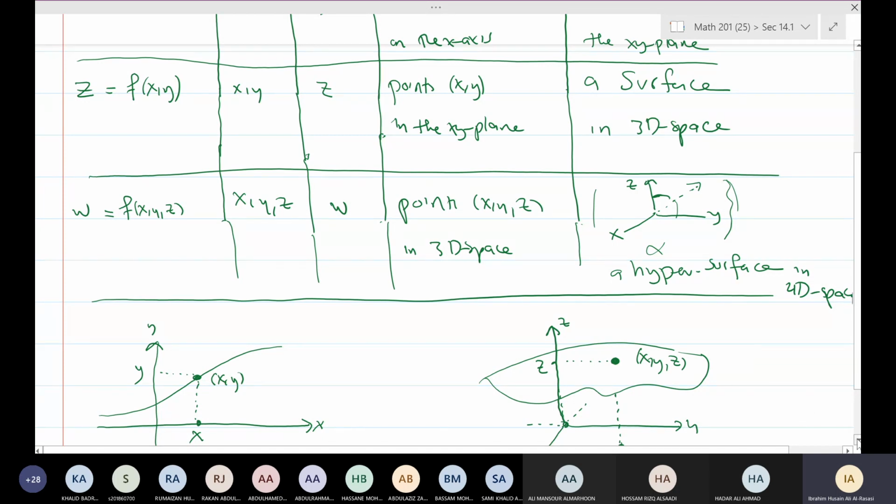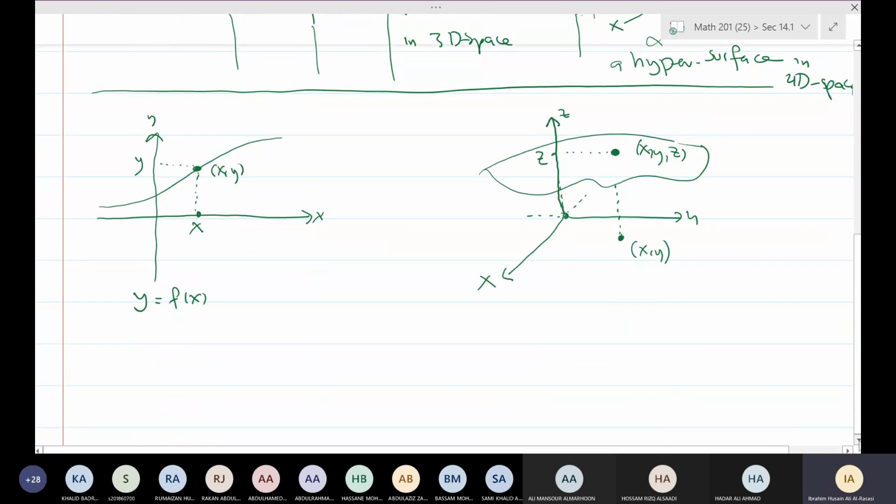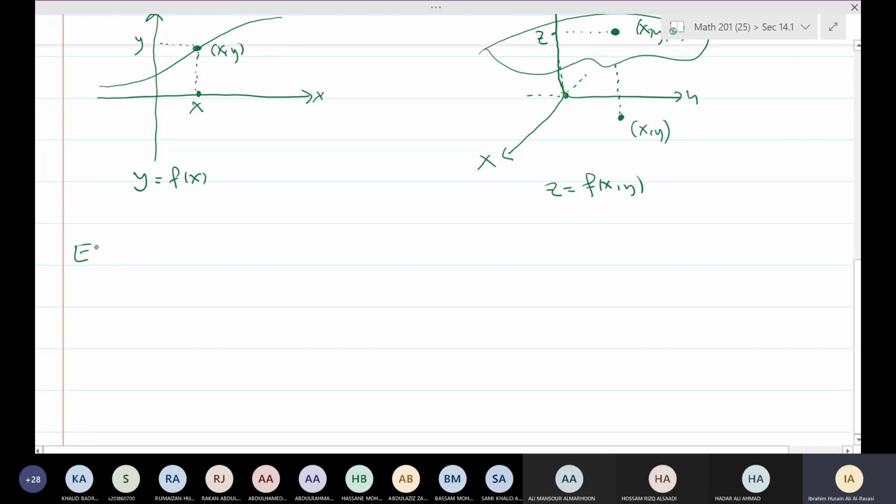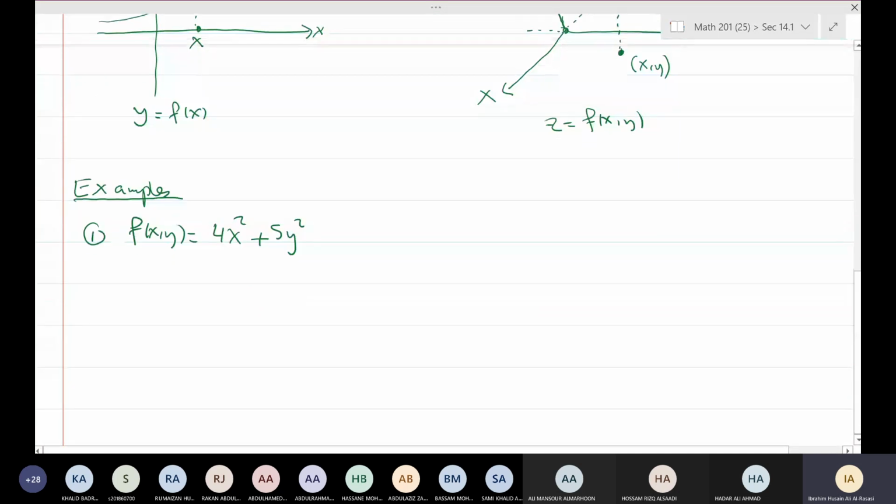So mainly for the graph, we consider just functions of 2 variables, z equals f of x, y. This is the explanation. Now let me give you a concrete example just to illustrate this. Example: f of x, y equals 4x squared plus 5y squared. So it is a function of 2 variables, and we ask the orientation questions.